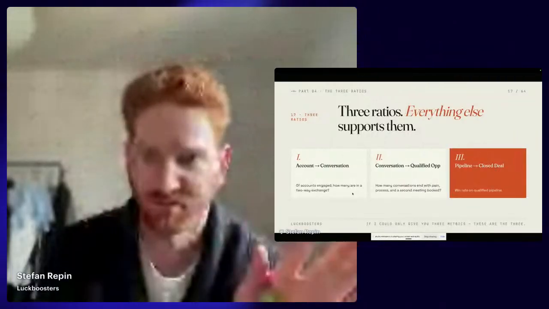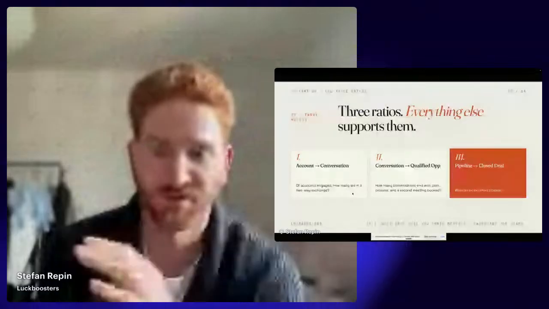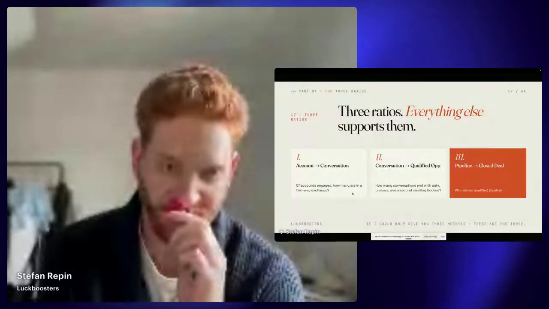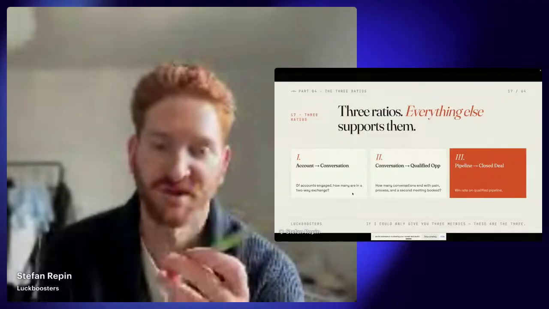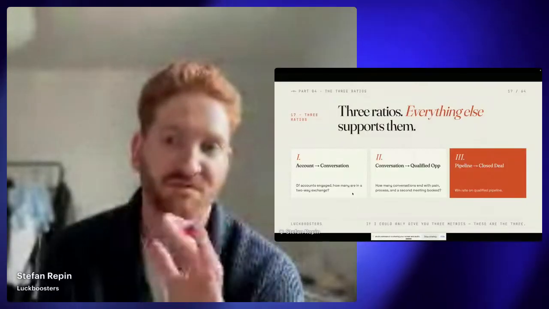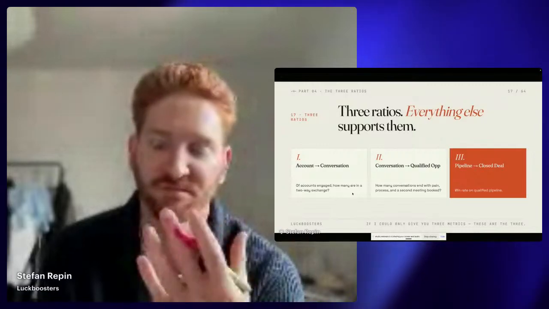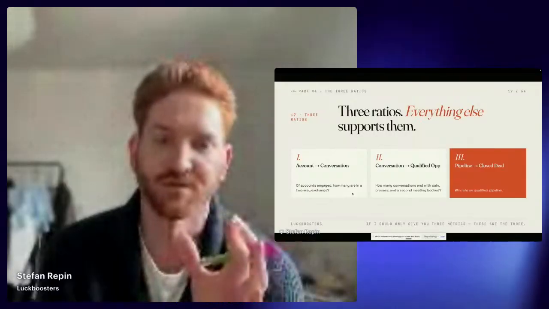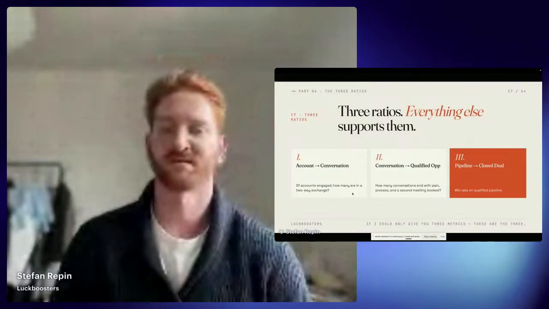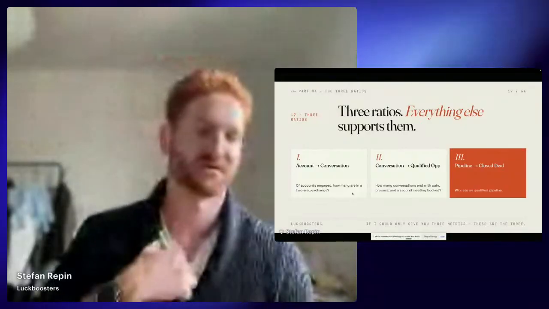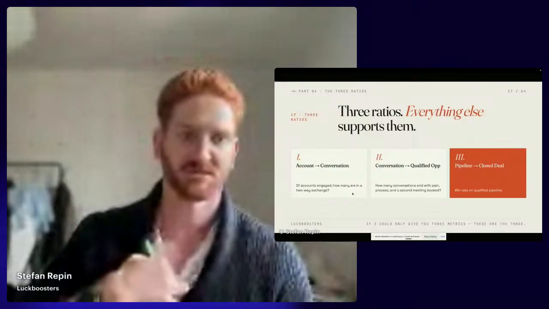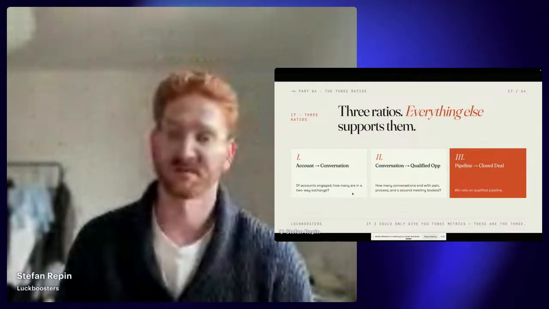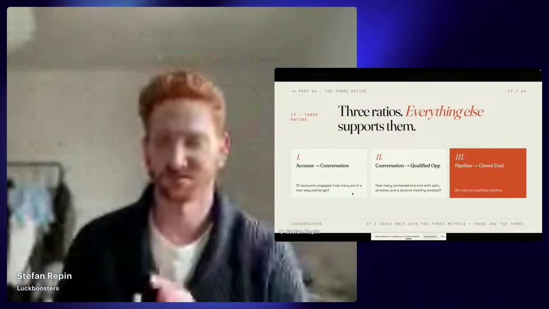Account to conversation: of accounts engaged with you, how many are in a two-way exchange? How many need so much push that there is no pull from them? Ideally, it should be 50-50, or slightly more push, but they have to pull as well. Conversation to qualified opportunity: how many conversations end with pain, process, and the second meeting booked? So you will know that this conversation is going somewhere, not just blah blah blah, where they're using you as the company's psychologist, putting things on your shoulder. This does not work.